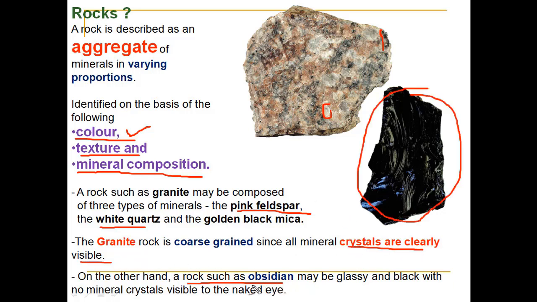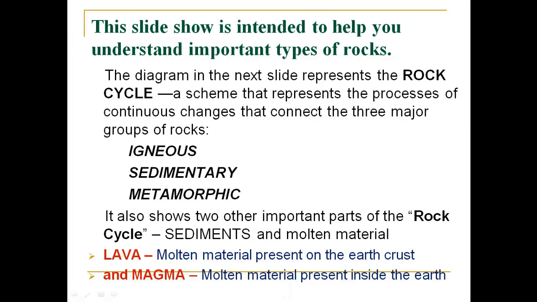On the other hand, a rock such as obsidian, here's the obsidian rock, is a very interesting rock. It may be glassy and black with no mineral crystals visible to the naked eye. These rocks are formed due to the sudden cooling of molten material, primarily beneath the ocean.